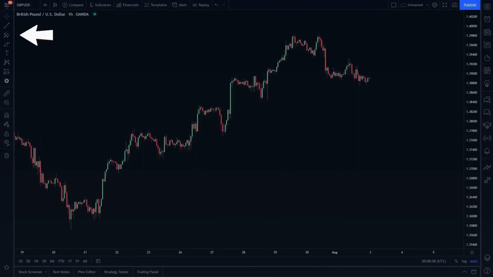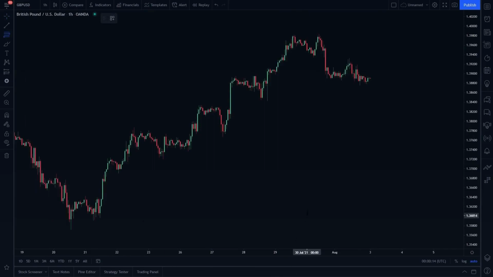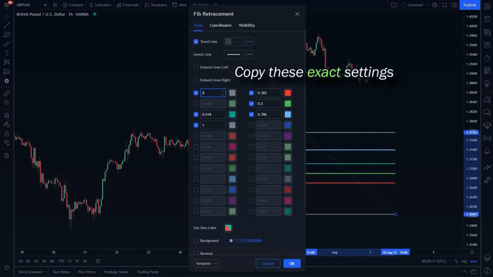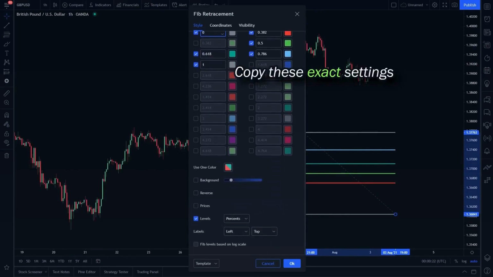Now if you're using TradingView, the Fibonacci tool can be found on the left side of the screen. You click it and select Fib retracement. Now for the settings, I want you to copy this exact value so that it'll be easier for you to follow along. And so here's how you apply the tool onto your chart.